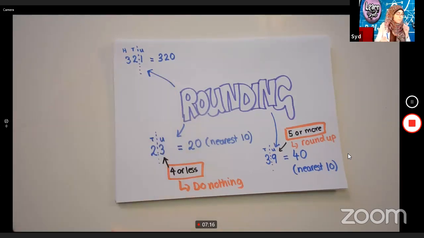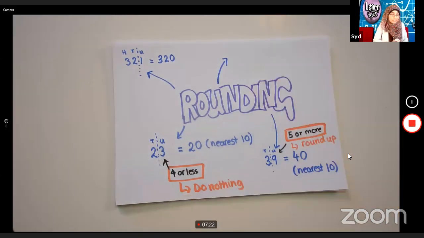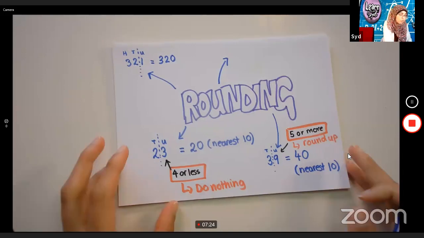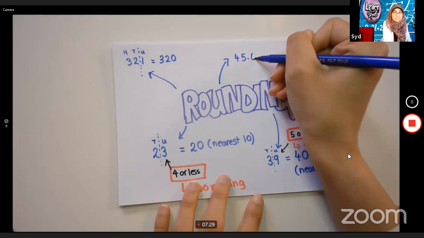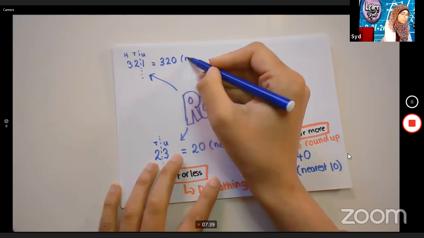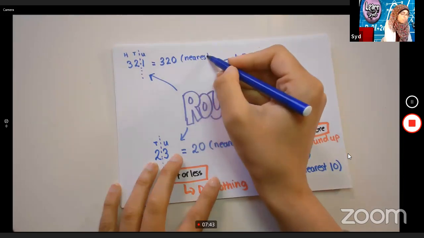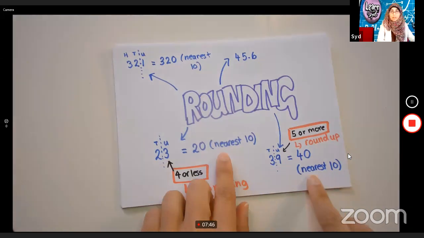Right, so let's do another question. We're going to make it slightly more difficult now. We're going to add some decimal places. So we're going to have 45.6. I want to round that to the nearest whole number. Hold on, you need to write in brackets what you rounded it to. I nearly forgot. So this was nearest 10. Always write down in brackets what you've rounded it to.